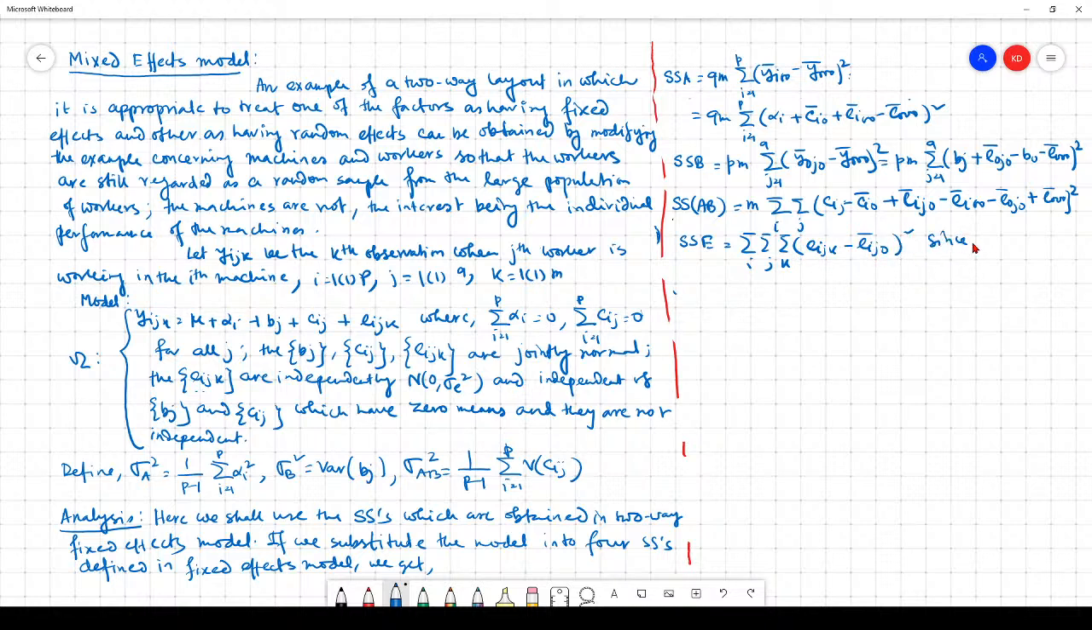Since Ci0 bar, C0j bar is 0 for all j, this implies C00 bar is 0, because these are assumptions.